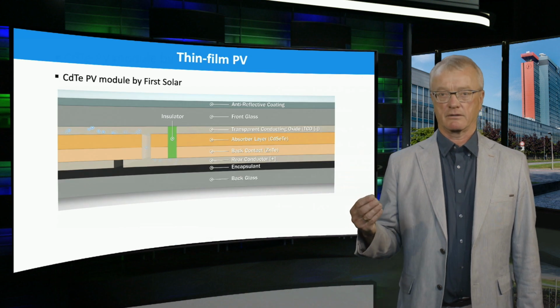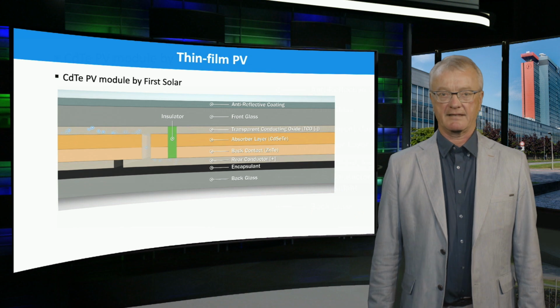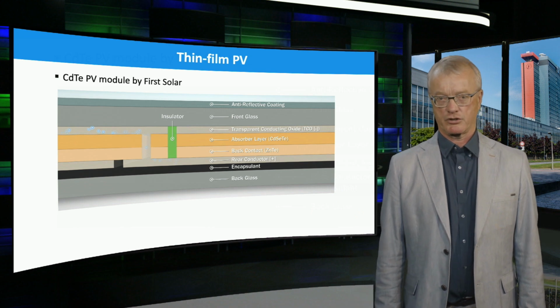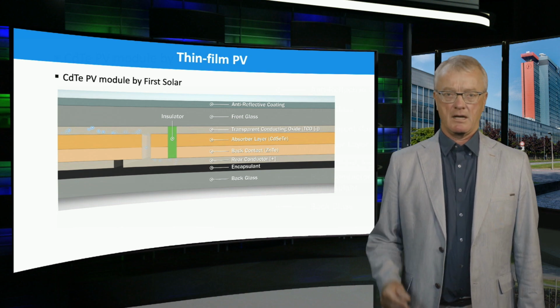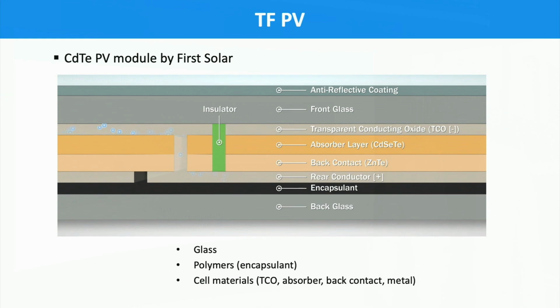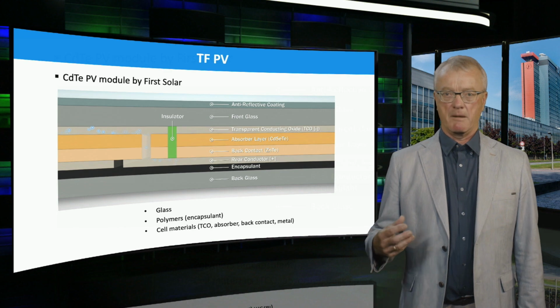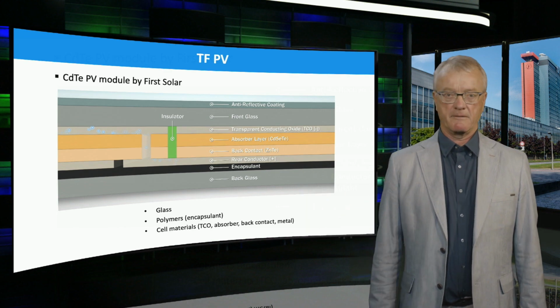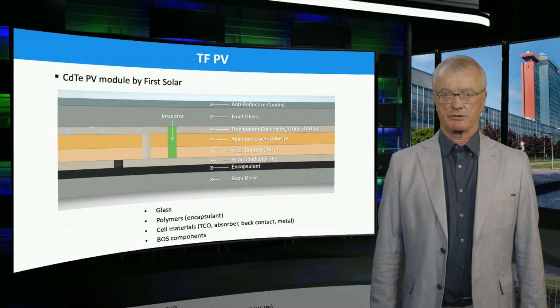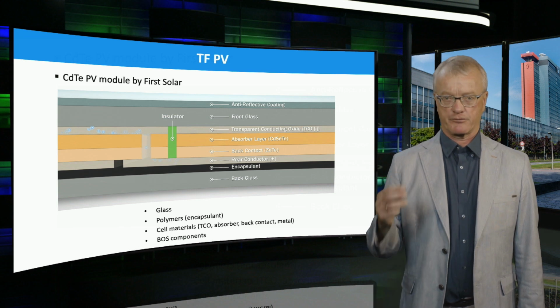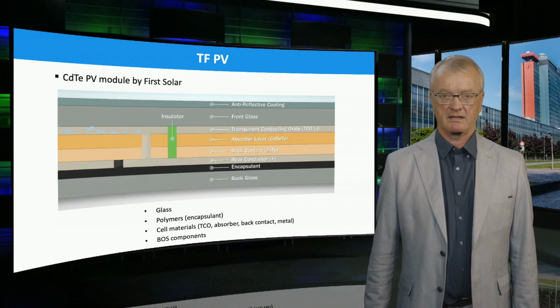Regarding the thin film PV technology, here we show a cross-section of a cadmium telluride PV module as produced by First Solar, a world-leading American manufacturer of this type of solar panels. Basically, a thin film PV module is composed of glass, polymers such as encapsulants, and cell material, which includes a transparent conductive oxide, an absorber material, a back contact, and metals. Of course, balance of system components need also to be considered, such as inverters, transformers, mounting, supports, and wiring.